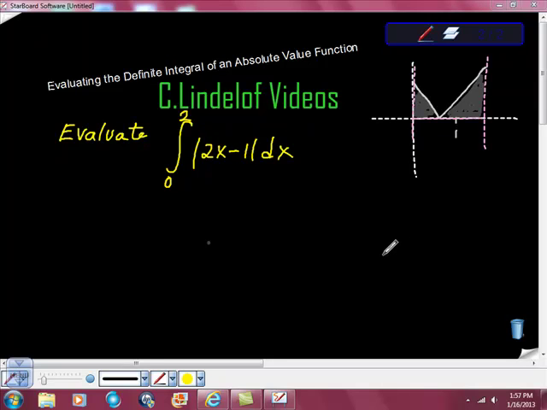AP Calculus, evaluating the definite integral of an absolute value function. This is actually pretty easy, and I just want to make sure that you know how to look at this. So what I'm going to do, if you don't mind, is forget what we're being asked to do here. I'm just going to look at this inner function right here.